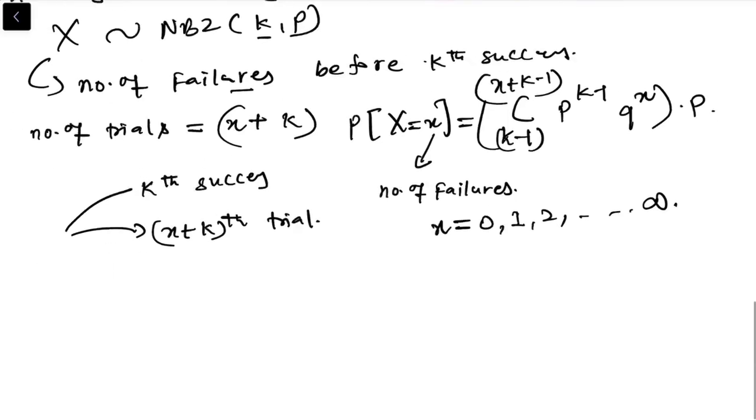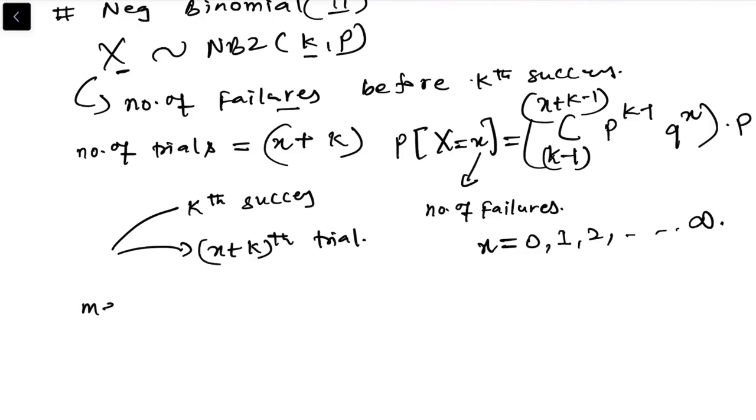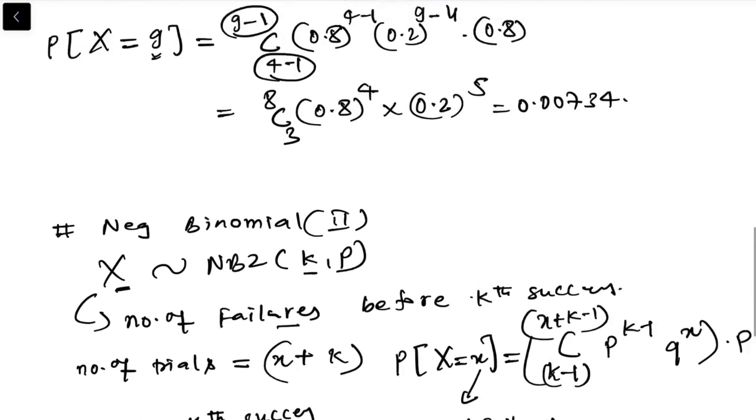Now let's look at the mean. The mean is slightly different this time because x is different. X is not the same as in the geometric case, so the mean is kq by p and the variance is kq by p square. So this is all about negative binomial type 1 and type 2.